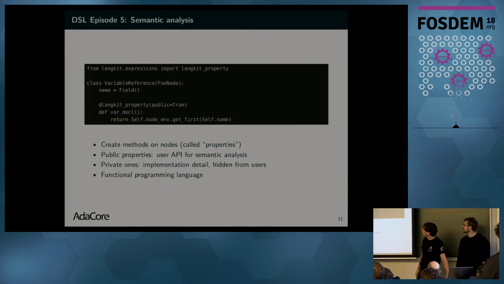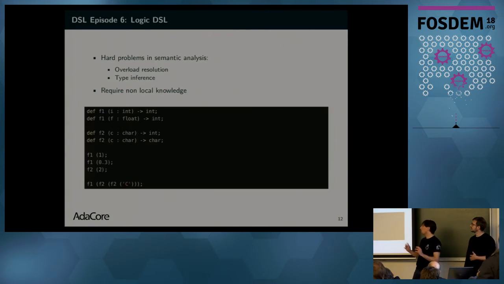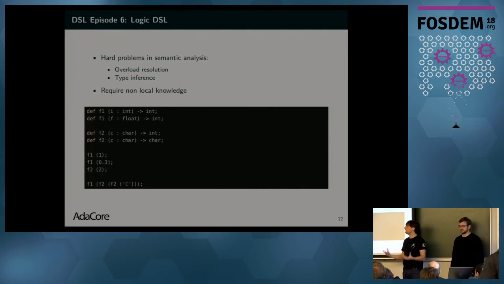Okay, so with just this base, we can already do parsing and analysis for a great deal of languages, and this is cool. All you have to do is write all the properties you need to answer the requests that you want users to have access to. But there is still a missing piece, which in Ada we needed, which is overload resolution and type inference.